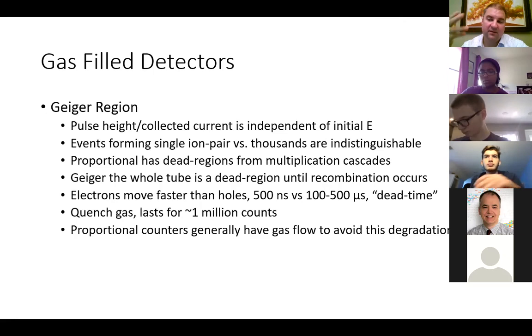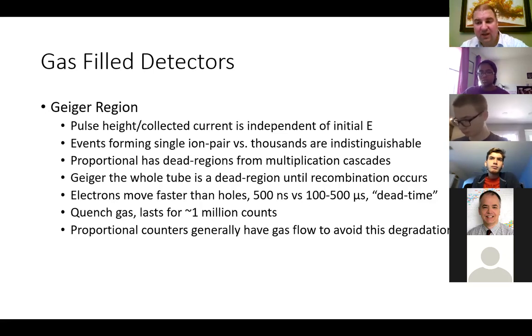Stuff might come in, and it might create a little bit more charge, but the detector is not going to be able to tell the difference between that second event and the first event. So to help this out, sometimes we incorporate a quench gas, which helps reduce the number of ultraviolet photons coming from these electron cascades, but it also helps things to recombine a little bit faster so that the dead time is reduced.